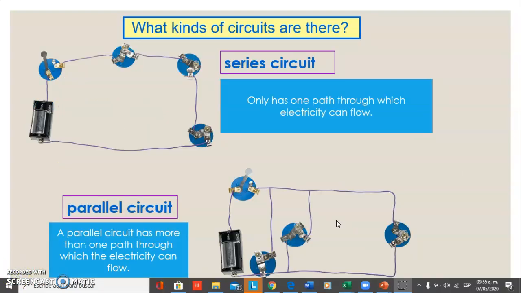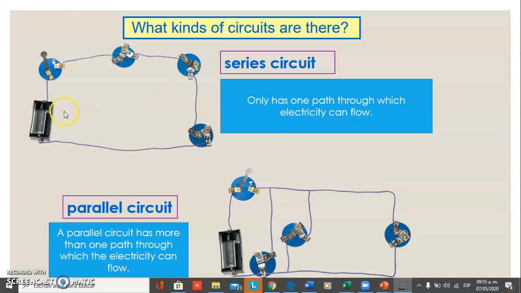What kinds of circuits are there? Okay, look at the circuits photo. These illustrations are called circuit diagrams, okay? We have two kinds of circuit diagrams. The first one that we have here is the series circuit. A series circuit is called that because it only has one path through which electricity can flow.